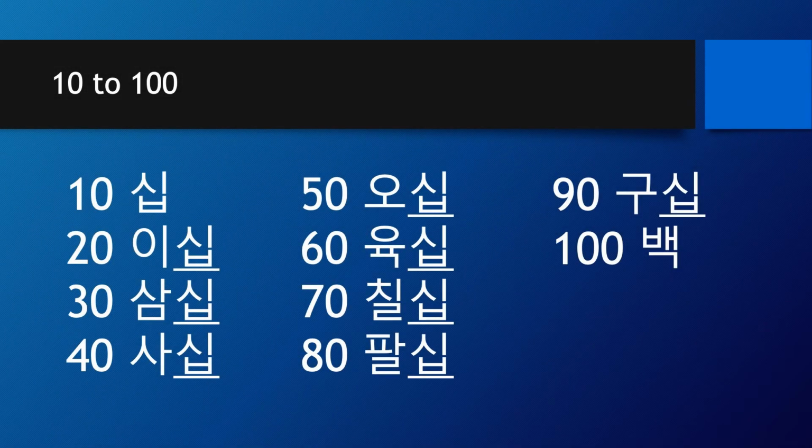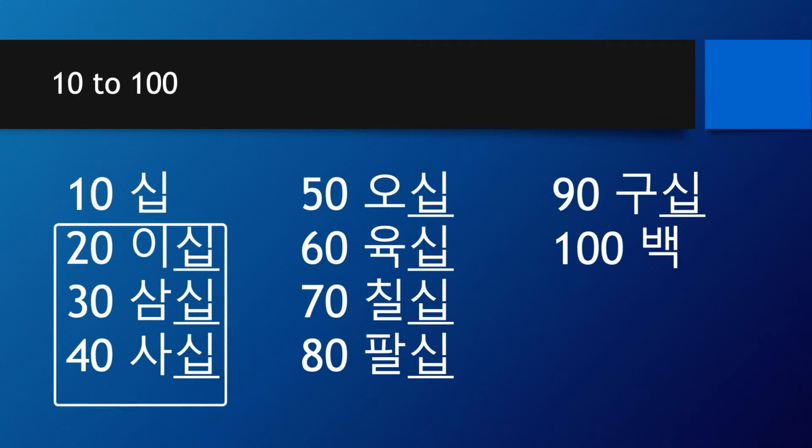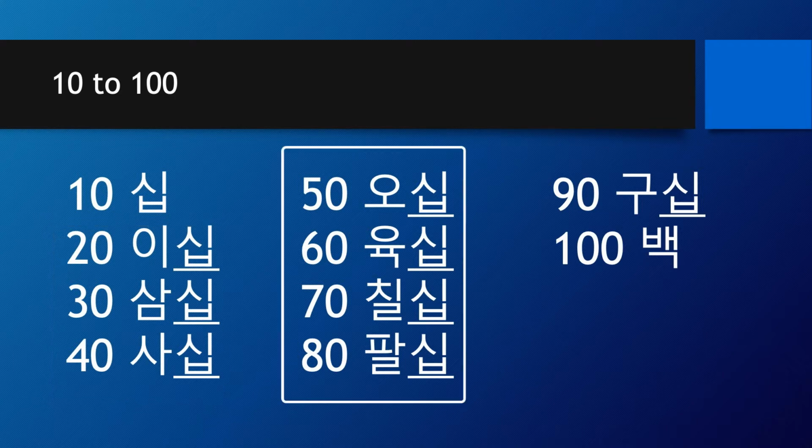Now let's learn how to count from 10 to 100 in the modern numbering system. 10 is 십. You don't really say 일십 for 10. Simply 십. 20 has 2 of 10, so 이십. 30 is 삼십. 40 is 사십. With the exception of the first one, 10, it has 2, 3, 4, which is 이, 삼, 사. Likewise, 50 to 80 is 오십, 육십, 칠십, 팔십. So the ending 십 is the same, just 오, 육, 칠, 팔 changes.